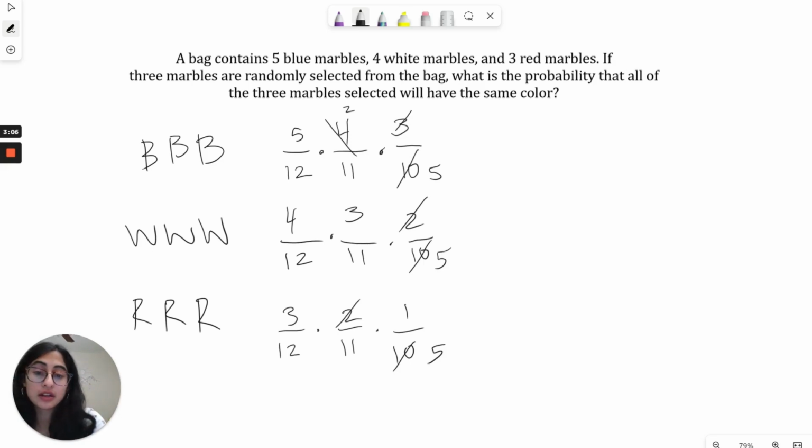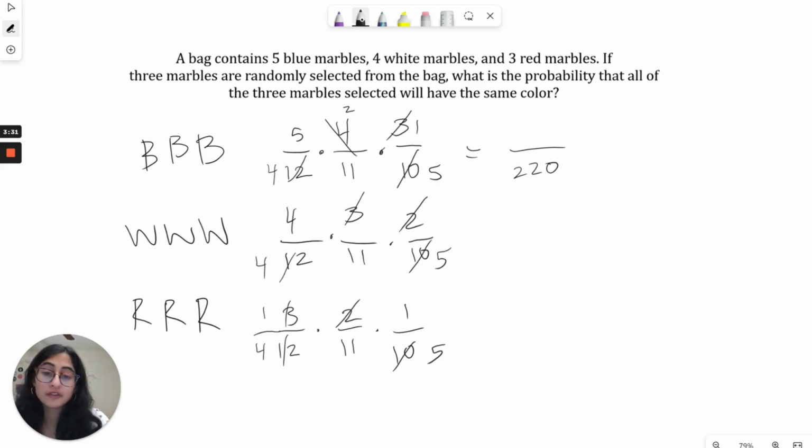Well, we can cancel out a 3 and a 12. 3 12ths becomes 1 over 4. Same thing here. Same thing here. That's 1/4. So now this is a lot easier to work with because we have 4 times 11 times 5 on the bottom. So that's 20 times 11, which is 220 on the bottom. On the top, we have 5 times 2 here, which is nice. It's 1/22. I don't know if that'll help us.